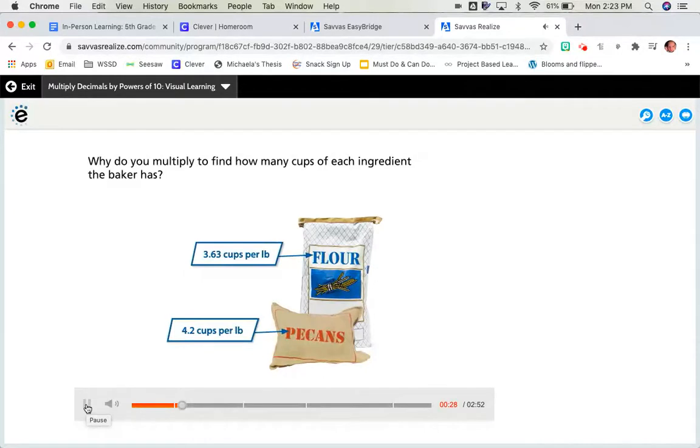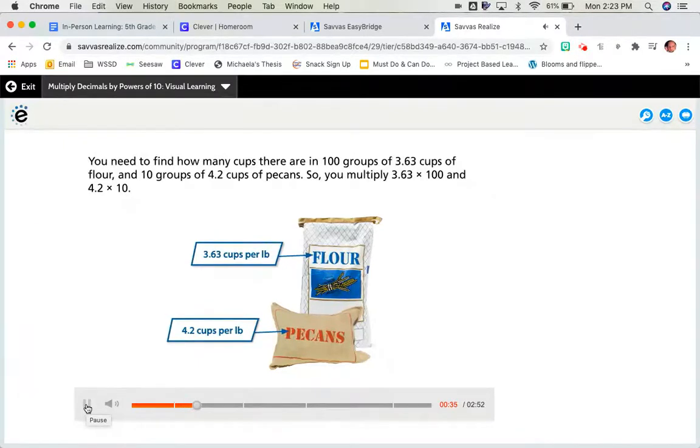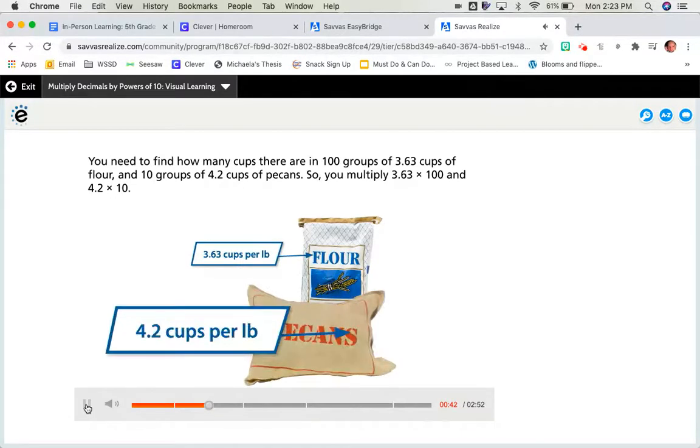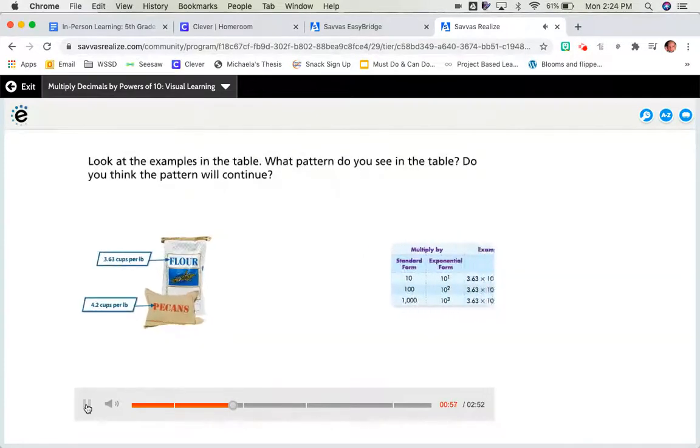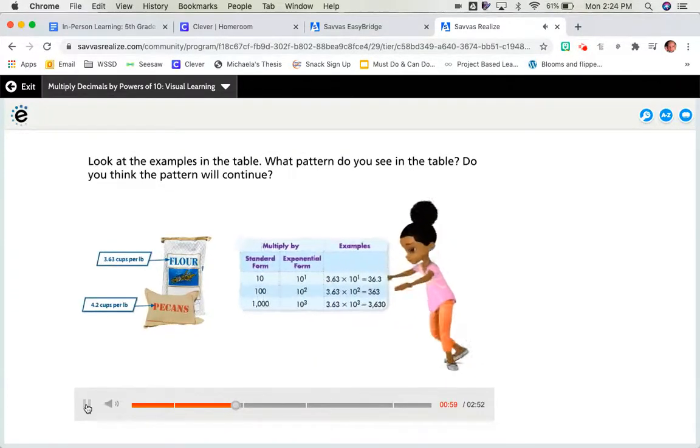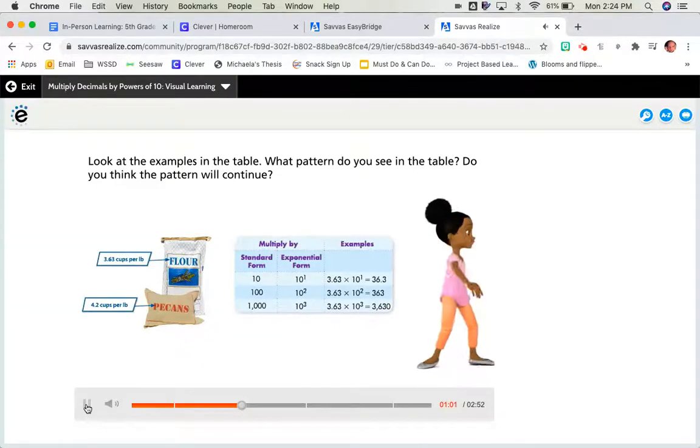Why do you multiply to find how many cups of each ingredient the baker has? You need to find how many cups there are in 100 groups of 3 and 63 hundredths cups of flour, and 10 groups of 4 and 2/10ths cups of pecans. So you multiply 3 and 63 hundredths times 100 and 4 and 2/10ths times 10. Look at the examples in the table. What pattern do you see in the table? Do you think the pattern will continue?